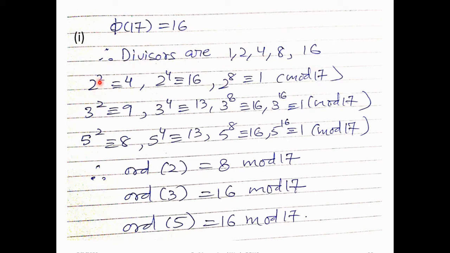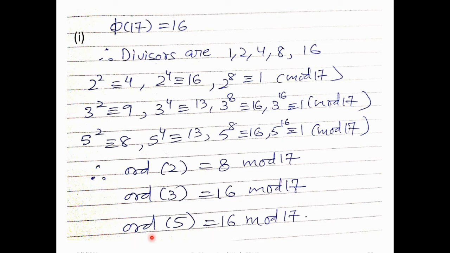Now 2 to the power 2 is 4. 2 to the power 4 we are calculating, then 2 to the power 8. We are just calculating these powers only until we get 1. So 2 squared is 4, 2 to the power 4 is 16, 2 to the power 8 is congruent to 1 modulo 17. So the order of 2 is 8. Now the order of 3: 3 squared is 9, 3 to the power 4 is 13, 3 to the power 8 is 16, 3 to the power 16 gives us 1 modulo 17. So the order of 3 is 16 modulo 17.